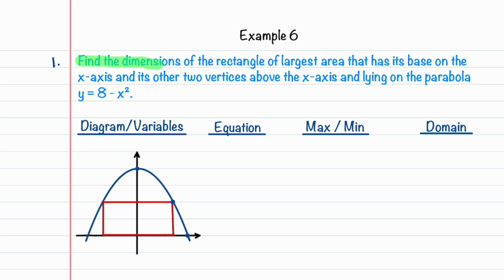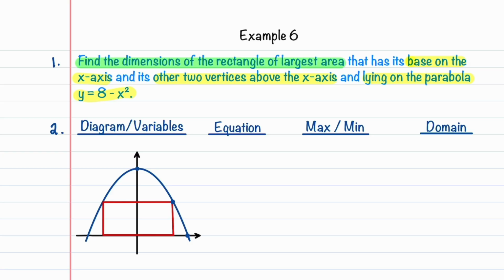We want to find the dimensions of the rectangle of largest area that has its base on the x-axis and its other two vertices above the x-axis and lying on the parabola y is equal to 8 minus x squared. Step 2 in solving this problem is to fill in the 4 categories that I've listed here using the information from our problem. I went ahead and drew a rectangle that has its base on the x-axis and its other two vertices above the x-axis and lying on the parabola.